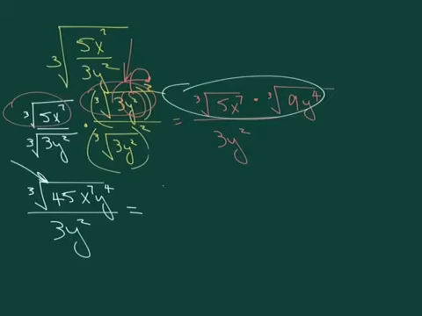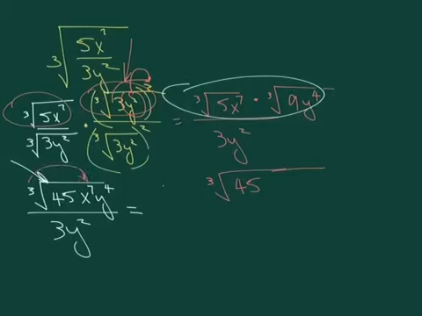Alright, so 45. Can that be reduced at all? No, it cannot, because 9 times 5 is 45. 15 times 3, that's about it. And I can't take the cubed root of any of those. So really that 45 is as low as you can go. So the cubed root, whoops, let's move this over. Cubed root of 45, can't do anything else with that.